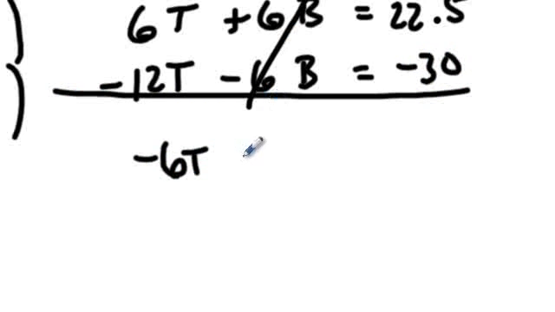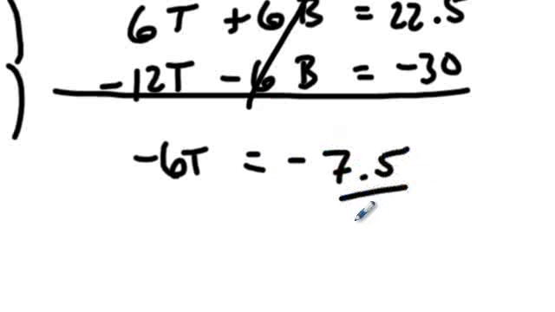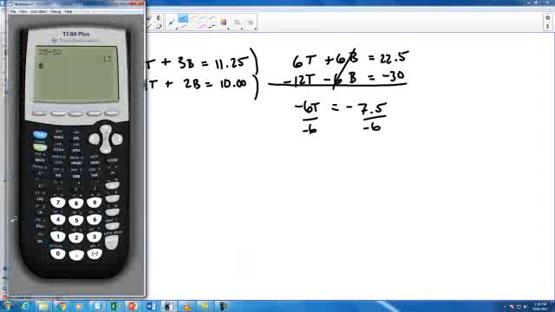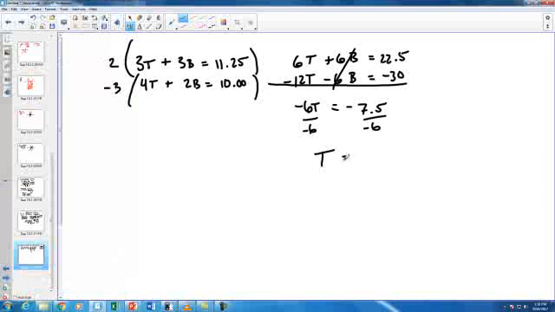Those cancel. Equals negative 7.5. When you divide by negative 6, grab a calculator. A negative 7.5 divided by negative 6 is $1.25. So a taco is $1.25.